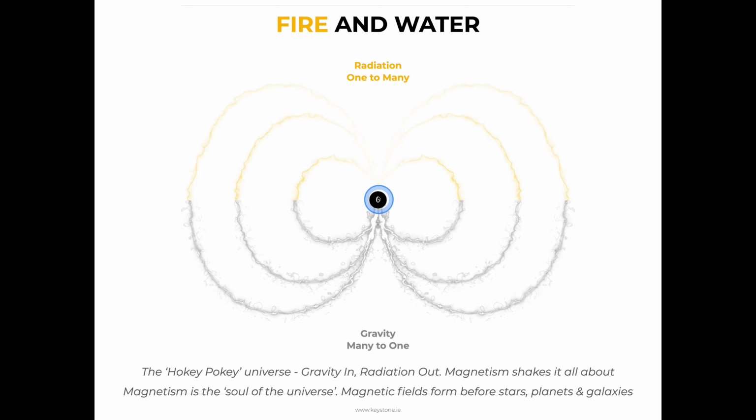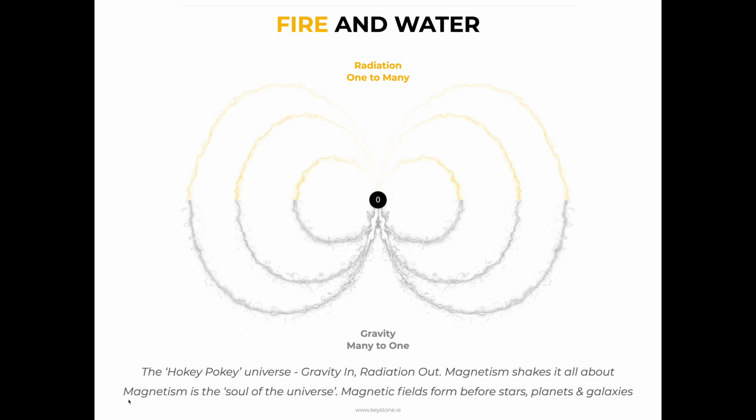Radiation is one to many. From the one comes the many. Gravity is many to one. From the many comes the one. You might call this a hokey-pokey universe. Gravity in, radiation out, and magnetism shakes it all about.